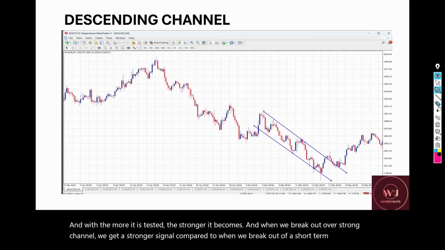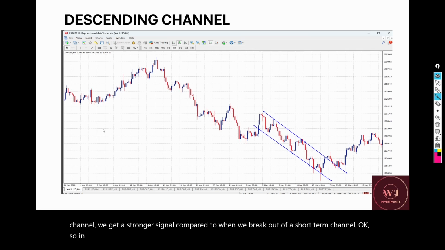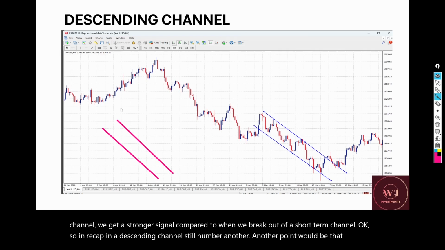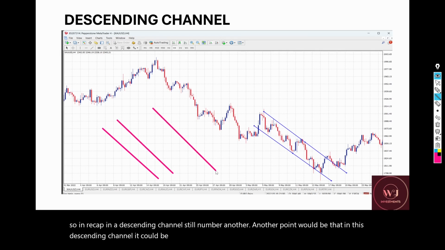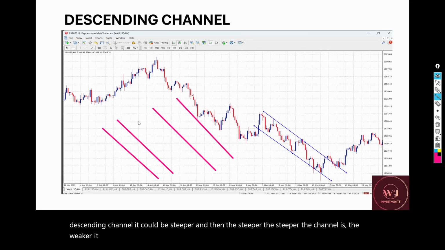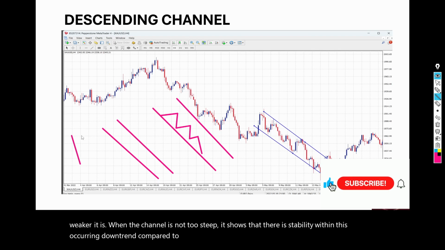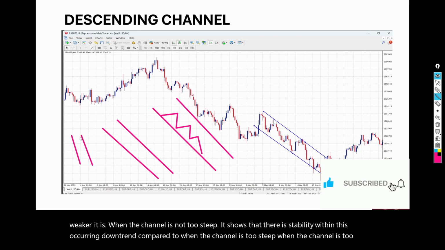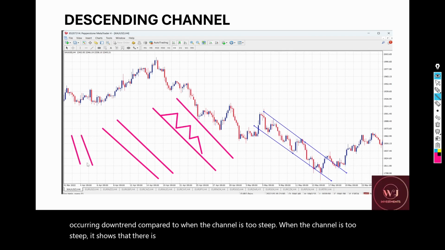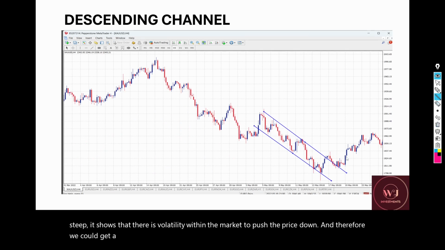Okay, so in recap, in a descending channel, still another point would be that it could be steeper, and then the steeper the channel is, the weaker it is. When the channel is not too steep, it shows that there is stability within this occurring downtrend, compared to when the channel is too steep. When the channel is too steep, it shows that there is volatility within the market to push the price down, and therefore we could get a reversal into an opposite direction, which is the uptrend.